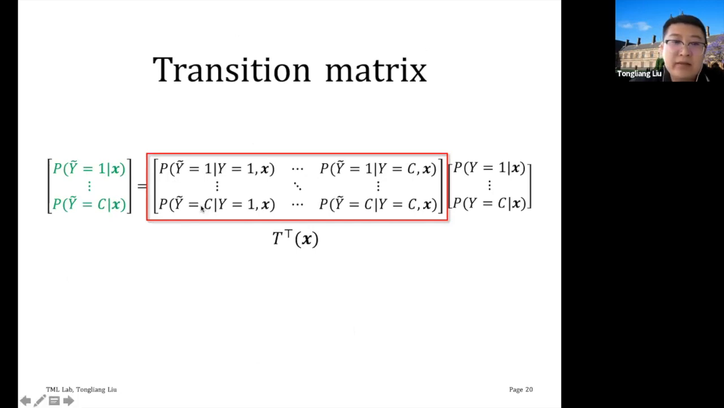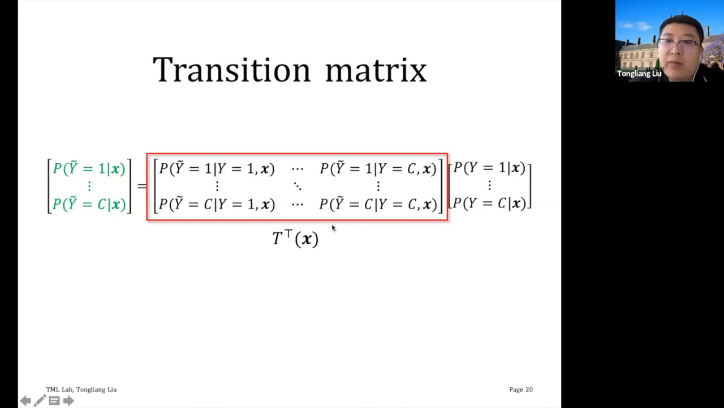The noisy class posterior on the left-hand side, we assume that it can be obtained because we have the noisy training sample, as we discussed before. If we design a calibrated model, we can have a good estimation for this noisy class posterior. Our aim is to learn the clean class posterior. As I said, it can be used to define the Bayes classifier. So if we know the matrix in the red box, the clean class posterior can be inferred because we know the noisy class posterior.